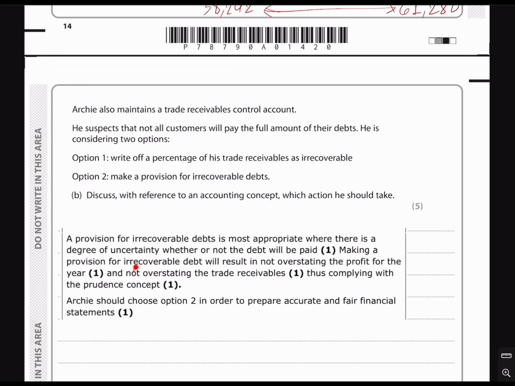That's one mark. And you are not overstating the receivable. You are not overstating the asset. So you are complying with the prudence concept. Then you just give your conclusion. You can also pick the other one, but you have to give proper justification for that.